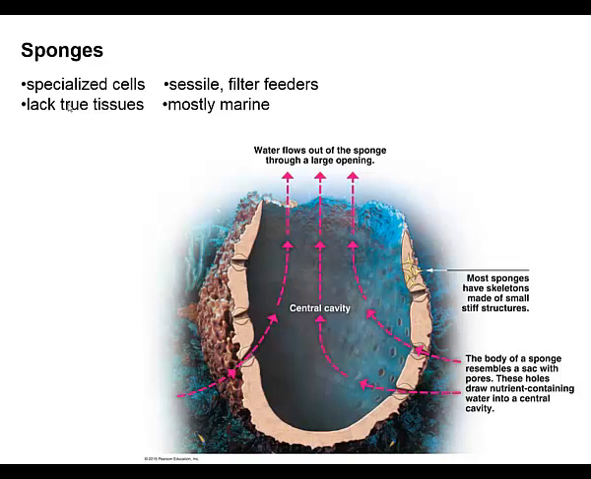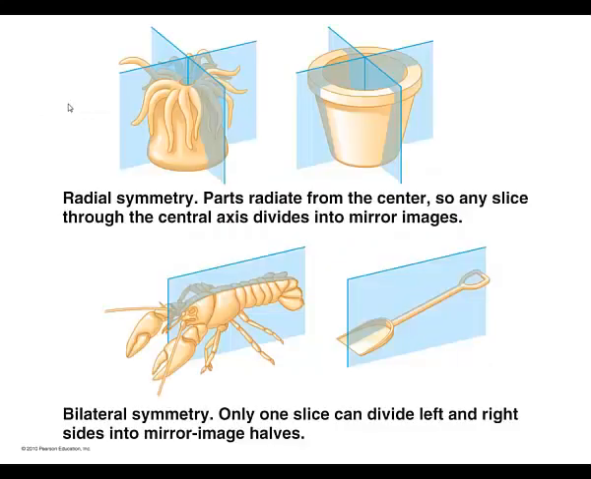They lack true tissues, but we do have other characteristics there of Kingdom Animalia. Primarily, they are heterotrophic, but there are some others. Now we're going to divide everything else based on body symmetry. With radial symmetry, the parts radiate from the center, so any slice through the central axis divides the organism into mirror images. Whereas with bilateral symmetry, there is only one way you can slice it to have a distinct left and right that form mirror images of each other.